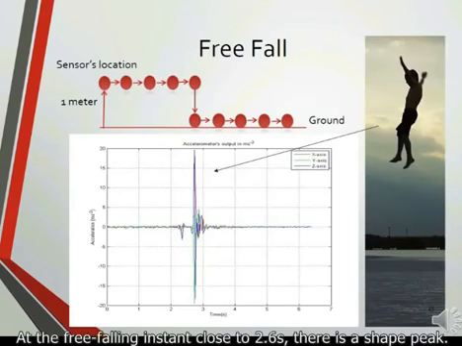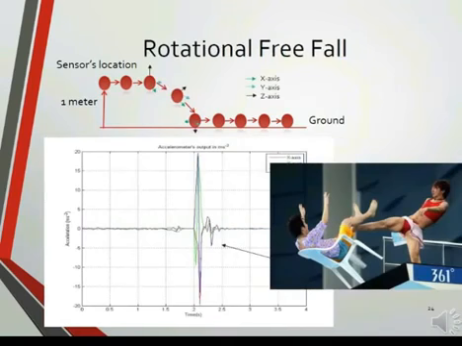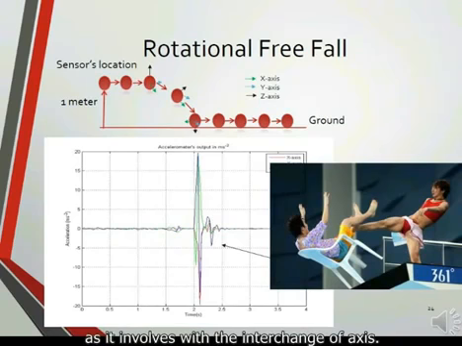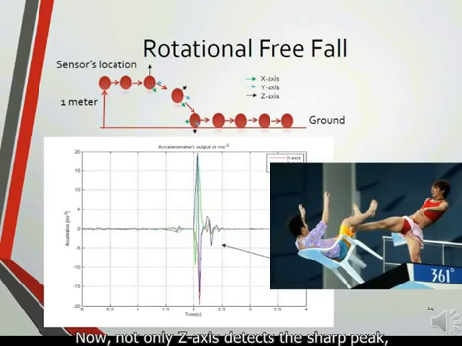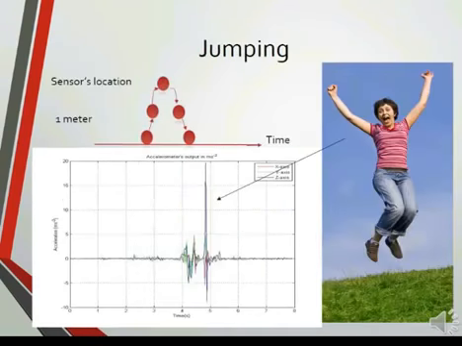Here is the graph of free-fall. At the free-falling instant, close to 2.6 seconds, there is a sharp peak. Then, the reading returns to background level. Rotational freefall is different from the previous one, as it involves the interchange of axes. Now, not only the Z-axis detects the sharp peak, but also the X-axis and Y-axis.